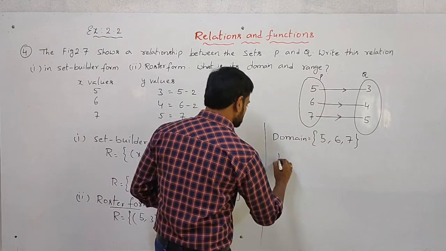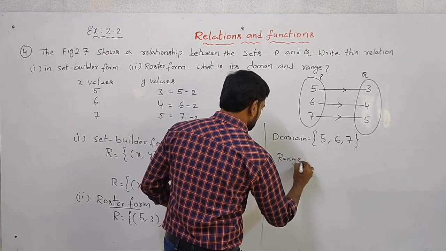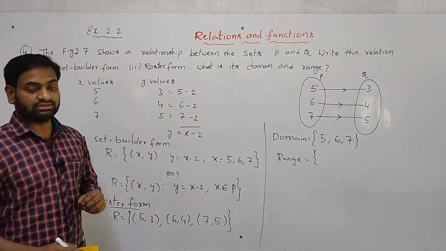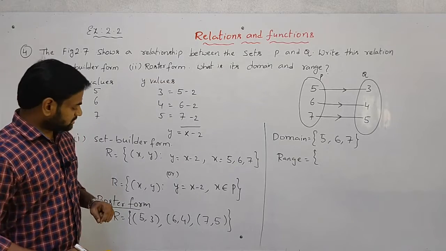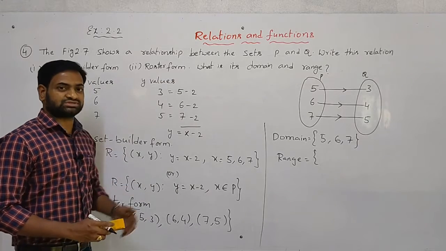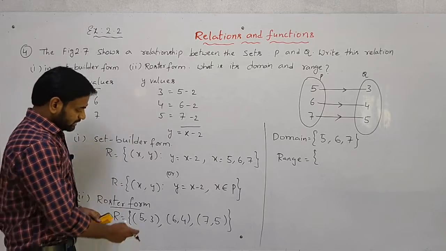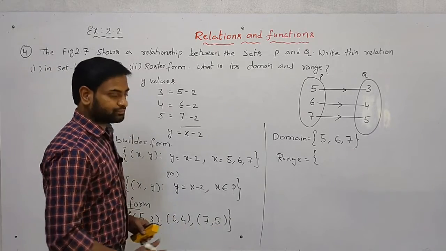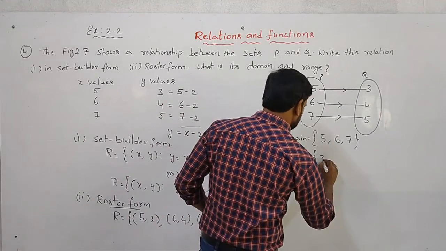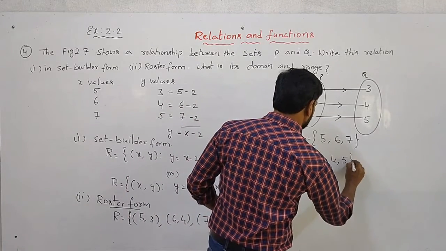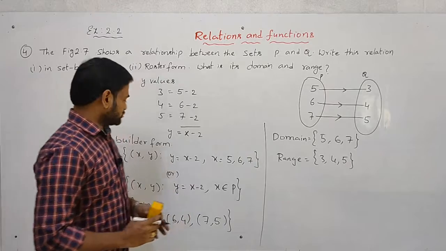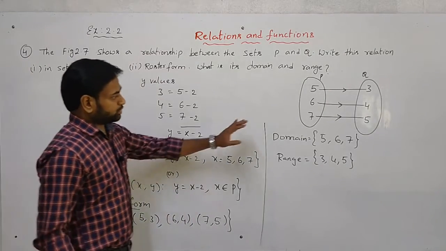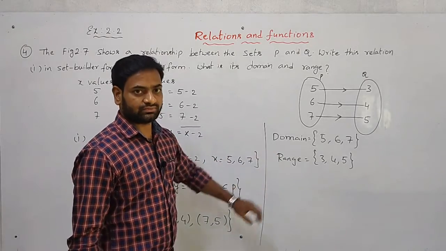Next, what is the range? Range equal to, in the relation, the second elements are called range. So here the second elements are 3, 4, 5. That is 3, 4, 5, it is the range. So that is the set builder form, roster form, domain and range.